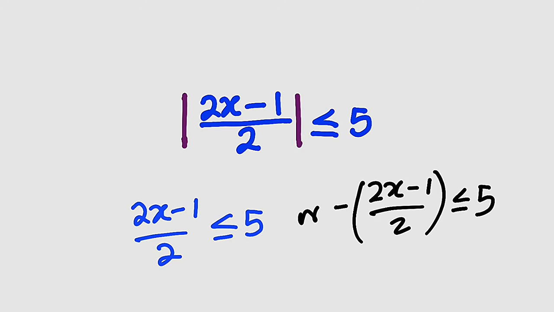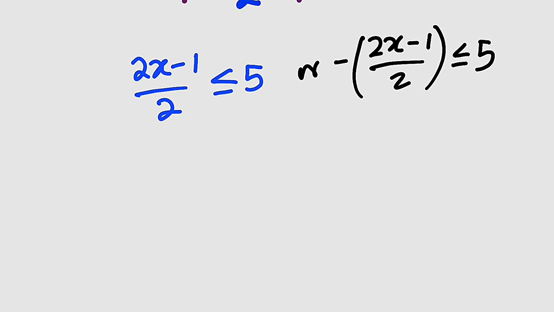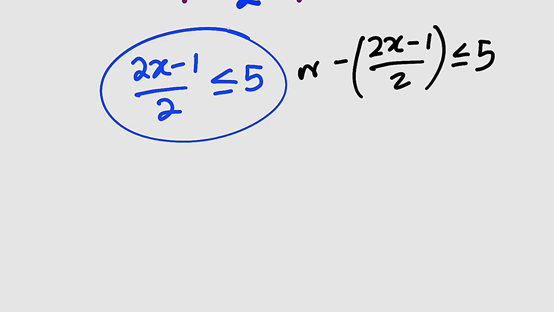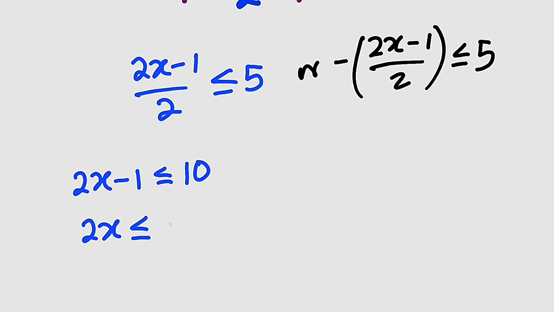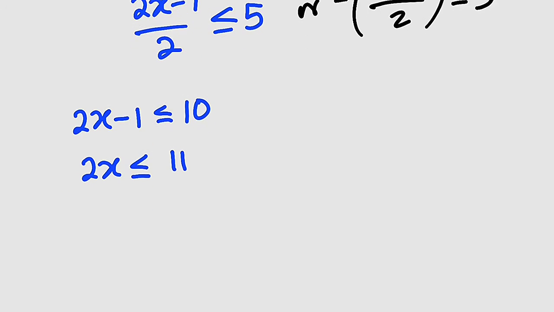Let us solve the two inequalities separately. Let me start with this one. Multiply both sides by 2 to clear the fraction. You have 2x minus 1 less than or equal to 10, right? Take the negative 1 to the other side. You have 2x less than or equal to 11, because -1 as it crosses over, it becomes positive. 10 plus 1 is 11.